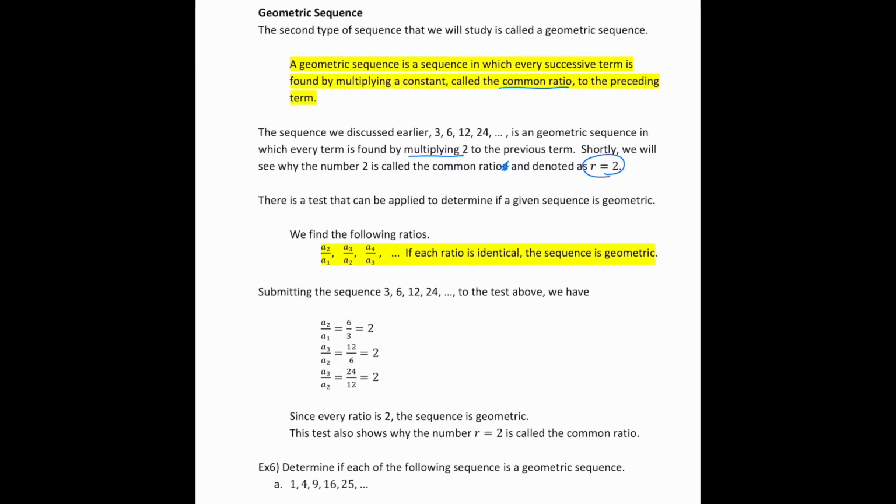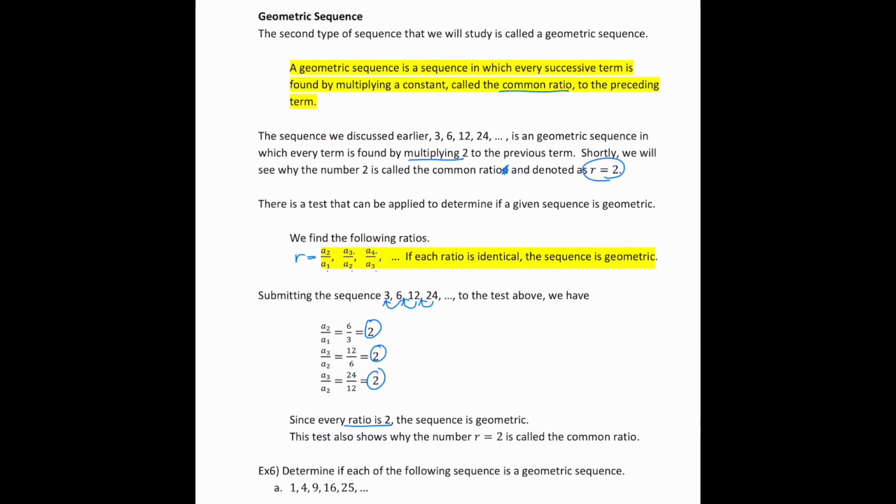There is a test that can be applied to determine if a given sequence is geometry, and then we'll find the ratio. This is about division. Second term divided by first term, third term divided by second term, and fourth term divided by third term. And then if you get the same number, we'll see this is a geometry sequence. As you notice here, 6 divided by 3 is 2, 12 divided by 6 is 2, 24 divided by 12 is also 2. Since every ratio is 2, it's a geometry sequence.